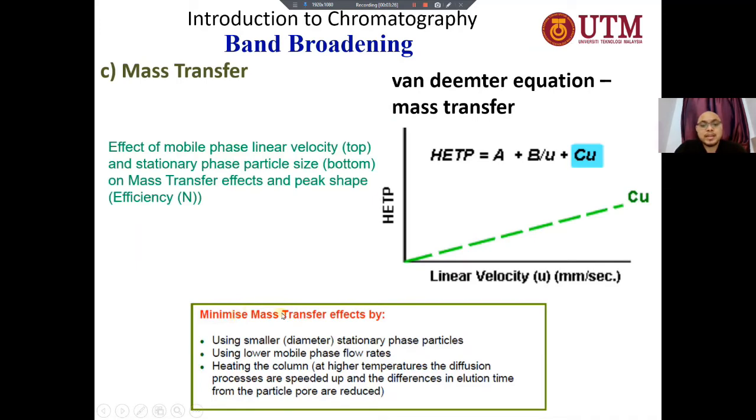So how can we minimize the mass transfer effect? Using a smaller diameter of stationary phase particles. Use lower mobile phase flow rates. Or we can heat the column. At high temperature, the diffusion processes are sped up and differences in elution time from particle pores are reduced. So these are three solutions to minimize the mass transfer effect.